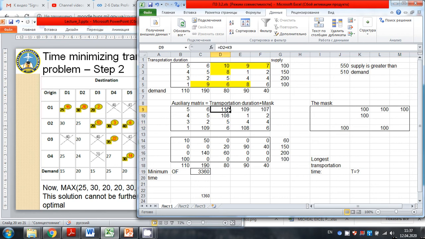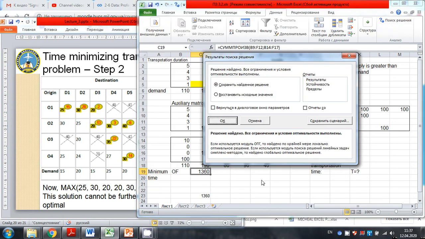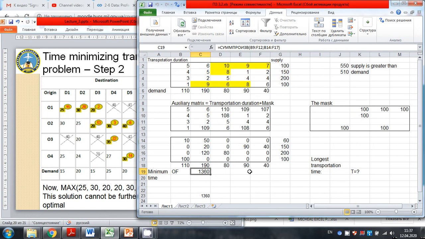Again, we go to the objective function, click on find a solution. We get a different solution. Again, we analyze this solution. The longest transportation time now is 6, which is here. 5, this is 1, this is 2, this is 5, this is 2, this is 1. So the longest transportation time is 6. Let's try to cross out this 6. We've got two 6s, one here and one here.